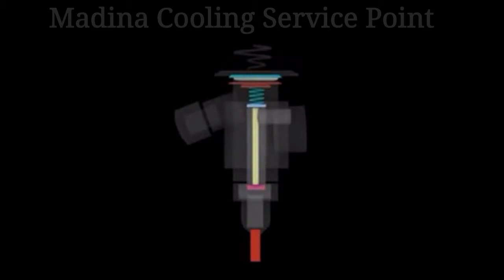The expansion of this fluid will push the diaphragm downward together with the push pin, overcoming the spring pressure set by the manufacturer. This will lead to the opening of the valve and allows the refrigerant to flow through.